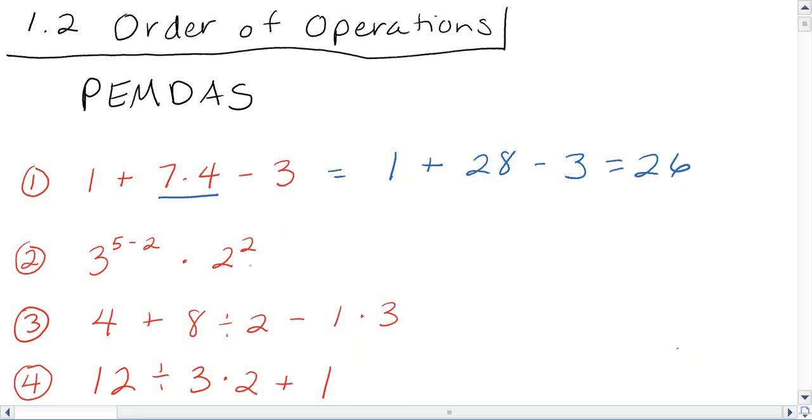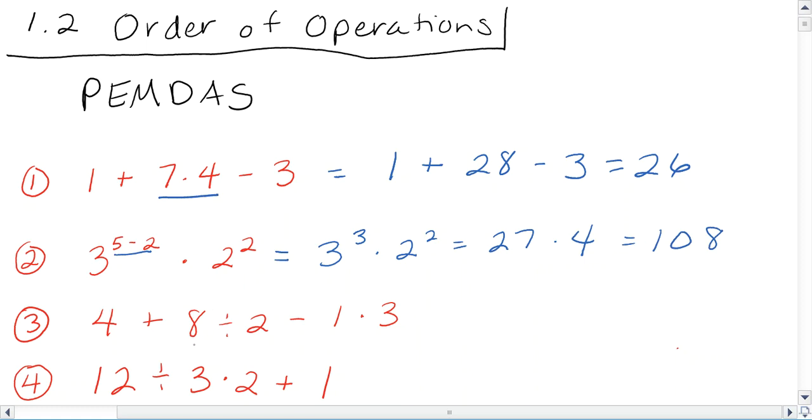The next example, I need to take care of the exponents first, and this operation in the exponents would have to be done so I would know what power to take the 3 to. So this would become 3 to the third times 2 squared. 3 to the third is 27, then times 4, and that would be 108.